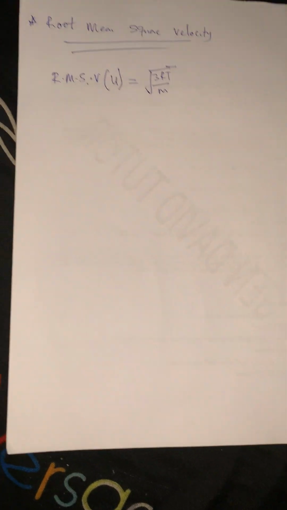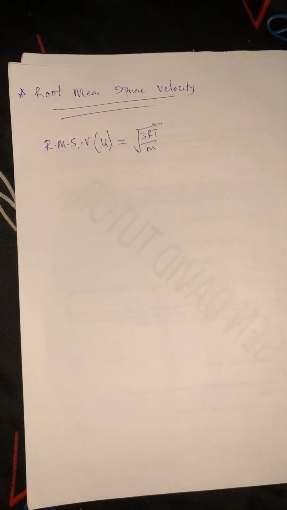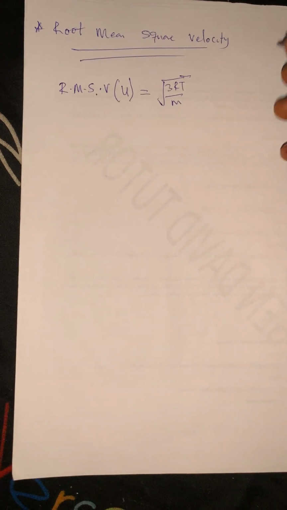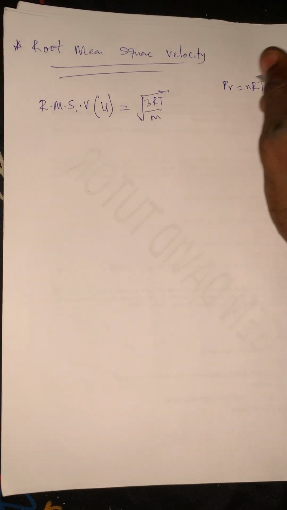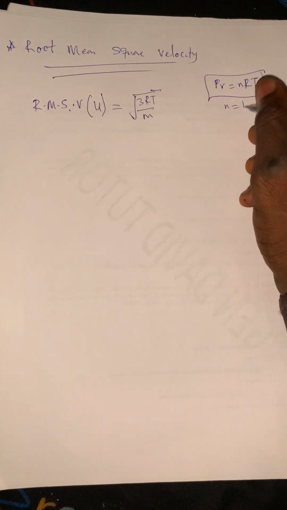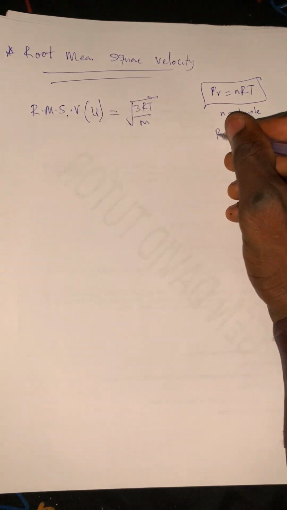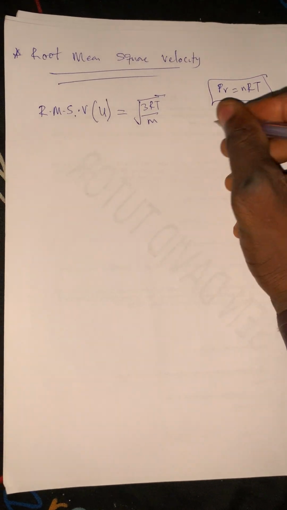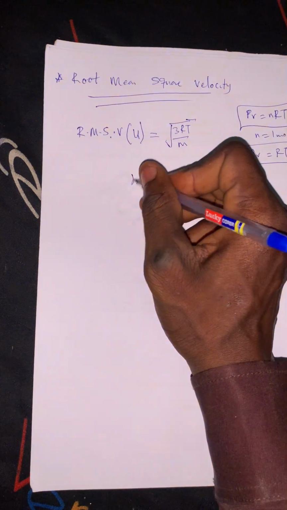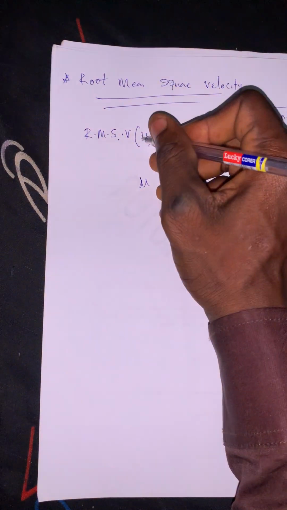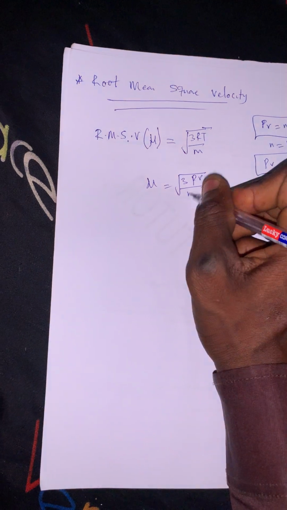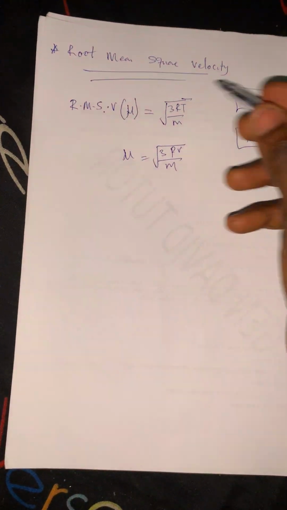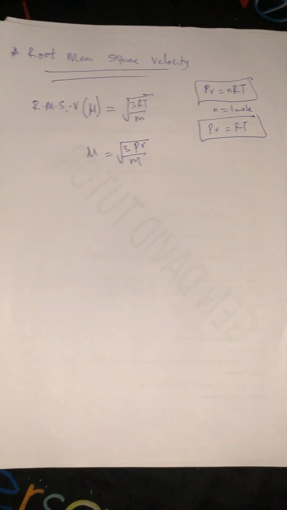So that is it. Now, if you are asked to find the root mean square velocity, we have it to be the square root of 3RT over M. But don't forget that PV can also be equal to nRT. And I told you that when n is 1 mole, then you have PV equal to RT. So since PV is RT, you can have the root mean square velocity as well equal to the square root of 3PV over M, because our RT here can be equal to PV.